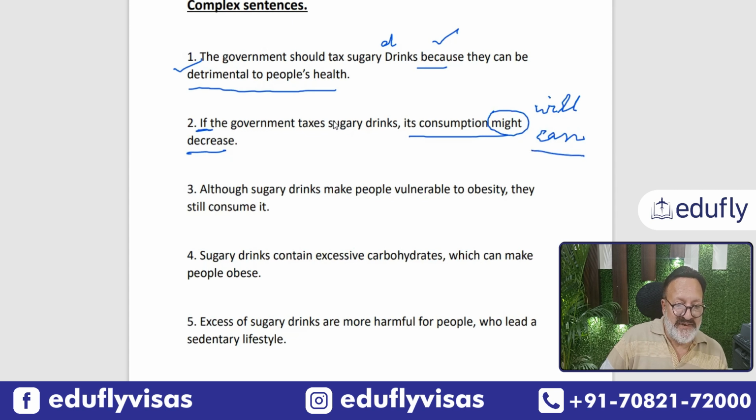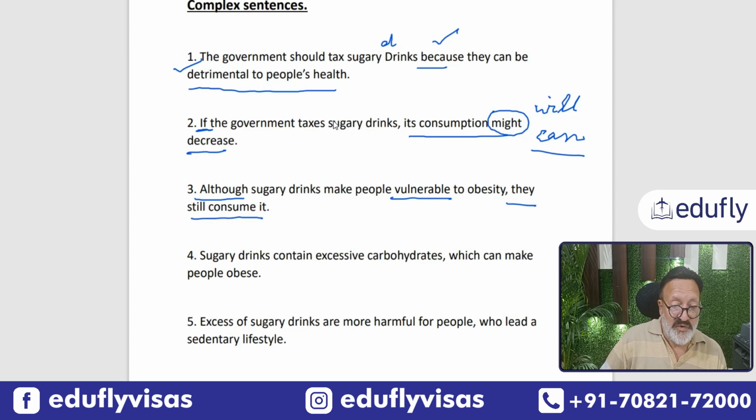Although is a conjunction, although halaki, sugary drinks make people vulnerable to obesity. Vulnerable means weak. So people who take sugary drinks, they are more at risk to become obese. So they still consume it. Although it makes them, well, in society we see that people are still having it.